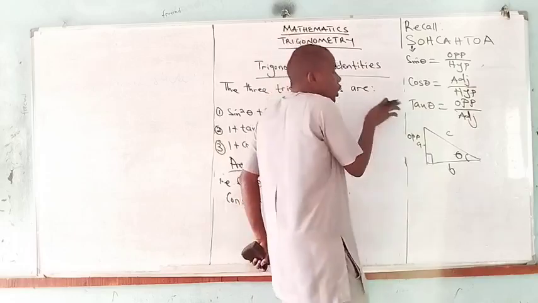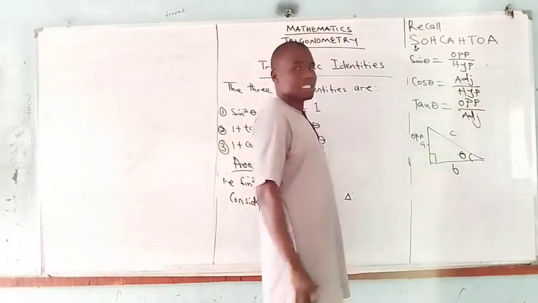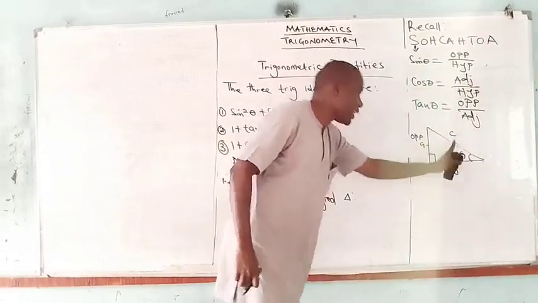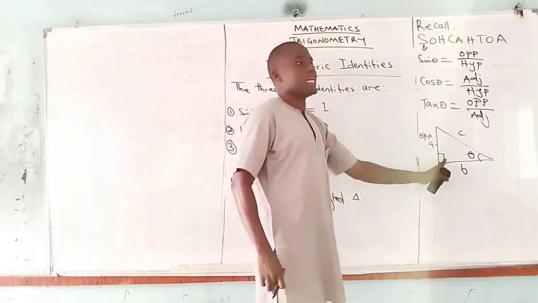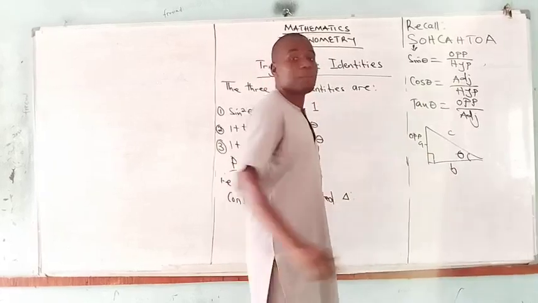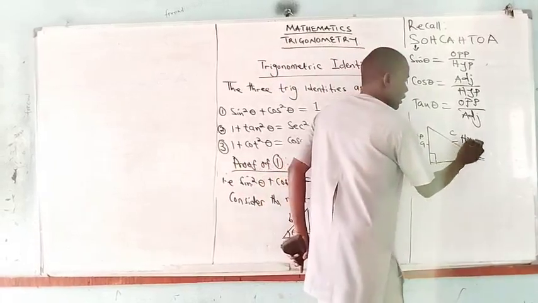So now which one is the longest side? The longest and at the same time facing the right angle, we call it what? The hypotenuse.